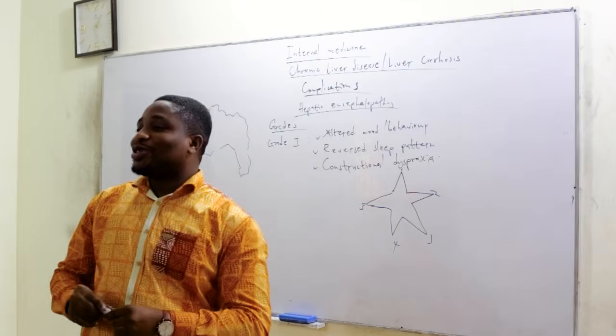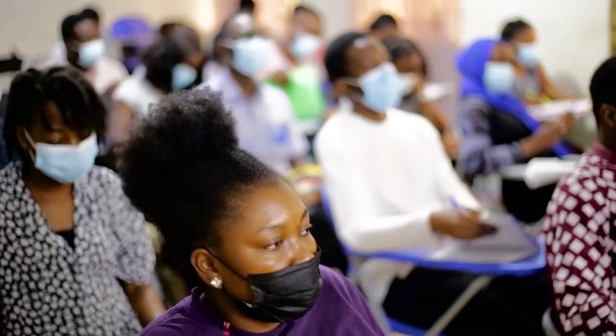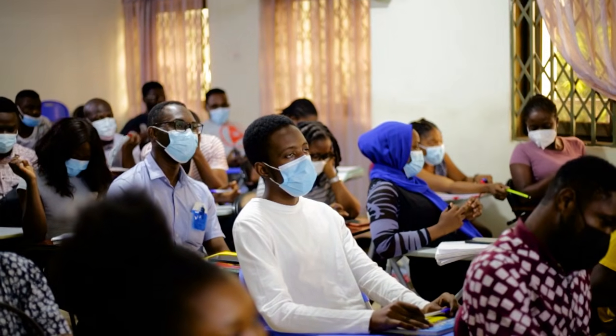Okay. So if you're having constructional dyspraxia, an inability to draw a 5-pointed star, you know that they are stage 1. But always remember that if they come with that and you see a particular parameter in the higher stage, you choose the higher stage. For example, if we have a patient with constructional dyspraxia and they are incoherent, that will be grade 3. You will not stay at grade 1. Are you getting that?